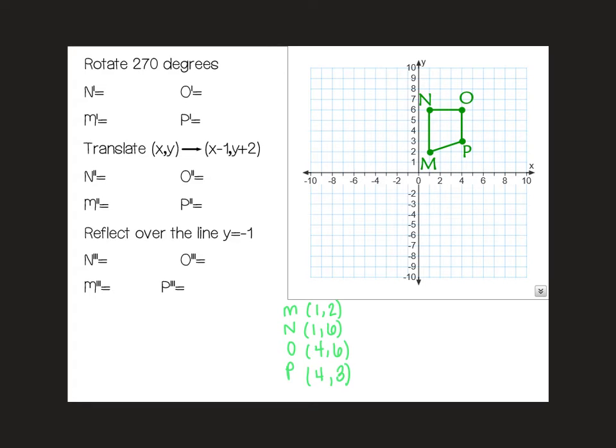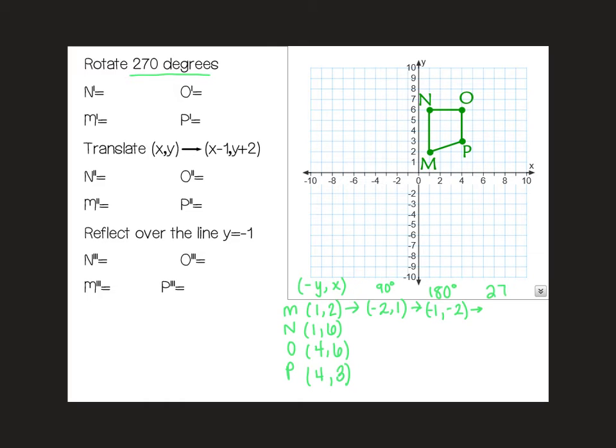My first transformation is a 270-degree rotation. When we do 270-degree rotations, we do the 90-degree rule 3 separate times. The 90-degree rule is (negative y, x). The first time I use this rule, they switch spots, and the first value changes sign, so I get negative 2, 1. The second time I use this rule, they switch spots, so 1, negative 2, the first one changes sign.